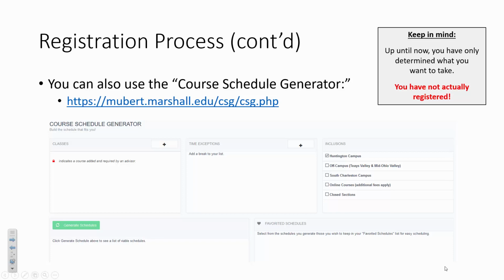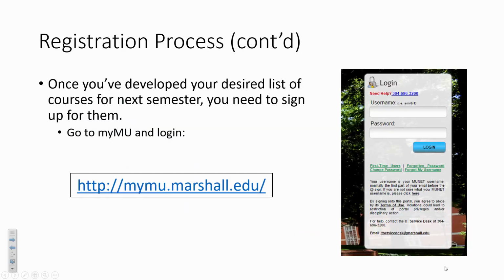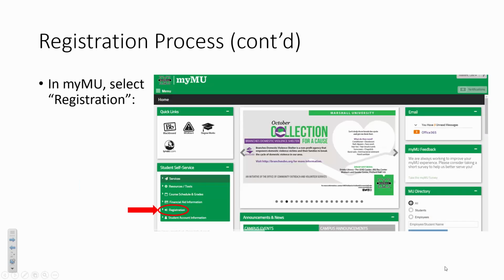Now, here's how you register. Okay, once you've figured out what you want to take, you're going to go to MyMU, log in and whatnot.